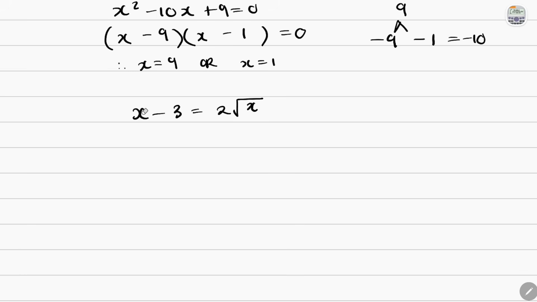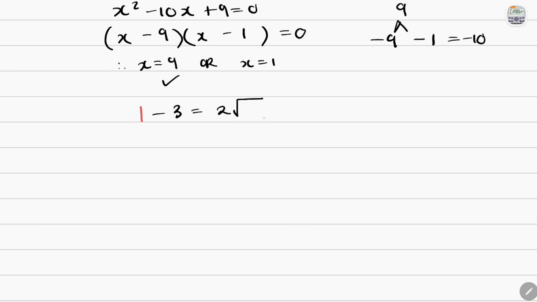So in place of x here, I'm going to try 9 minus 3, and then 2 square root 9. 9 minus 3 is 6, and 2 times square root 9 is 3. 2 times 3 indeed is 6. So the left is equal to the right. x is equal to 9 is a valid solution. Okay, let's go ahead and try 1.